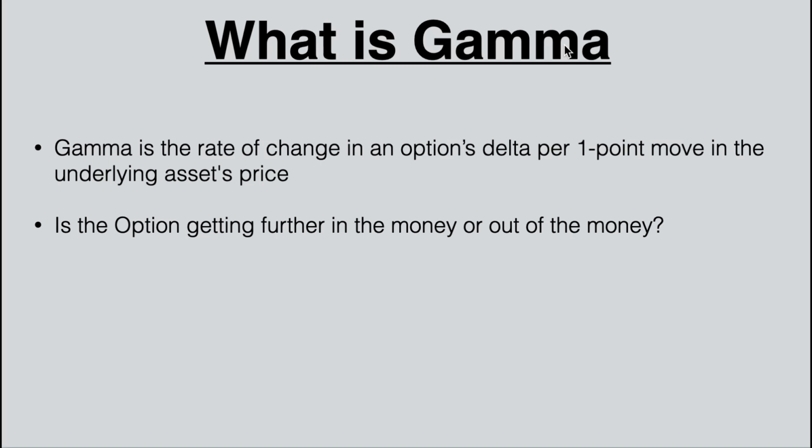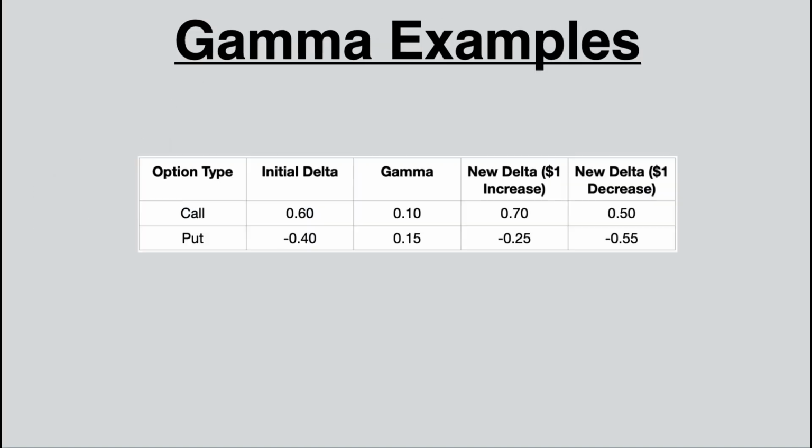So what is gamma? Gamma is the rate of change in an option's delta per 1 point move in the underlying asset's price. That's a mouthful, and that might be a little bit intimidating to understand, but essentially what it's trying to say is how much the delta is going to change every time the stock moves up or down. If you guys remember, in options, there are things called in the money and out of the money. So basically what you want to think about is whether the option you have is getting further in the money, or further out of the money. Now let's go ahead into the explanation and examples.